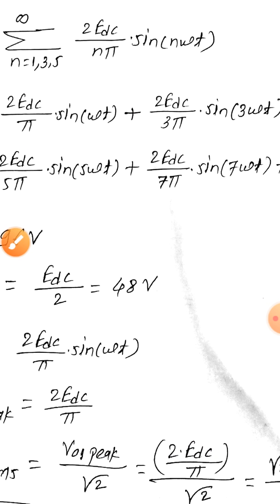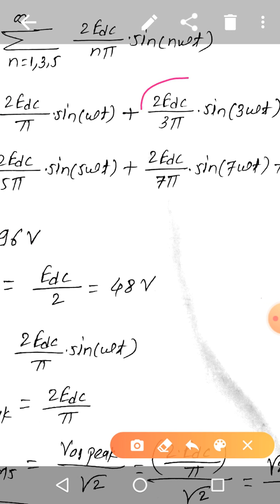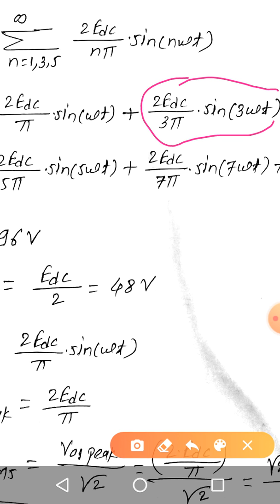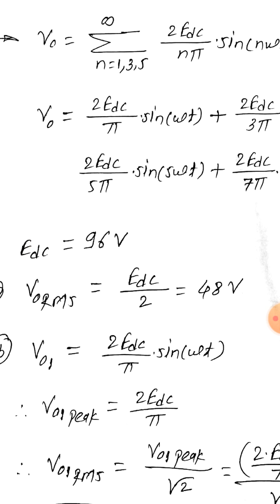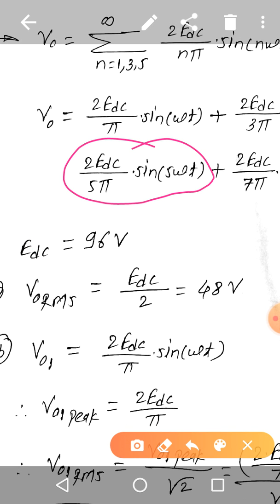Similarly, for n is equal to 3, we have 2 EDC by 3 pi into sine of 3 omega t. This is the output voltage due to the third harmonic component. Similarly, for n is equal to 5, it is 2 EDC by 5 pi into sine of 5 omega t. This is the output voltage due to the fifth harmonic component.